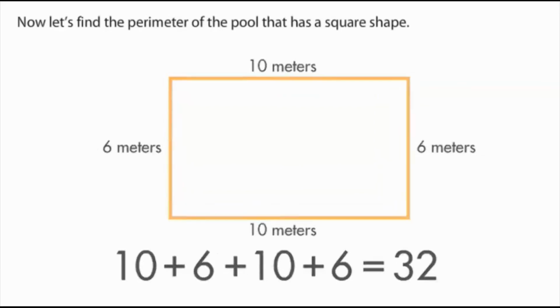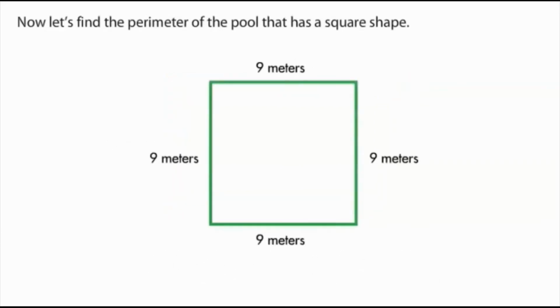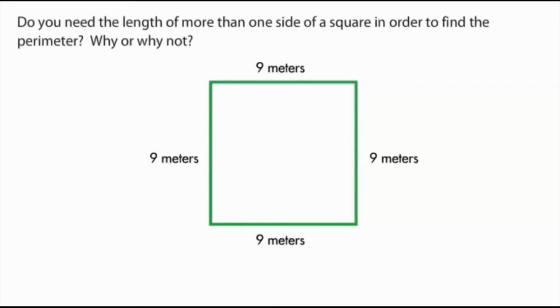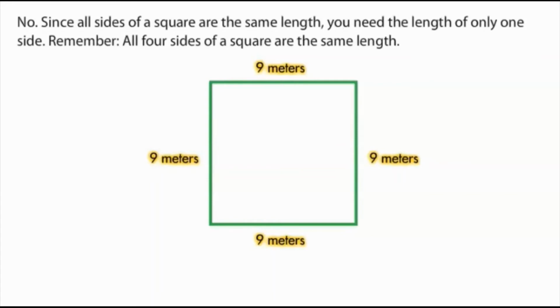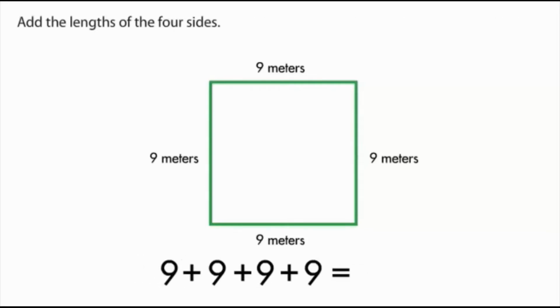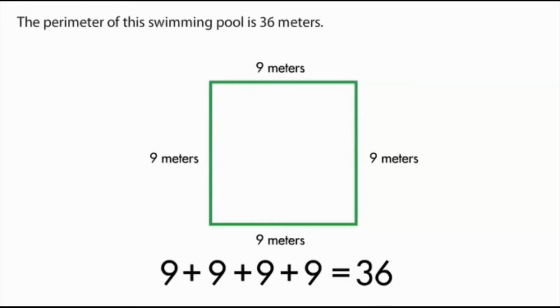Now let's find the perimeter of the pool that has a square shape. Do you need the length of more than one side of a square in order to find the perimeter? Why or why not? No. Since all sides of a square are the same length, you need the length of only one side. Remember, all 4 sides of a square are the same length. Add the lengths of the 4 sides. The perimeter of this swimming pool is 36 meters.